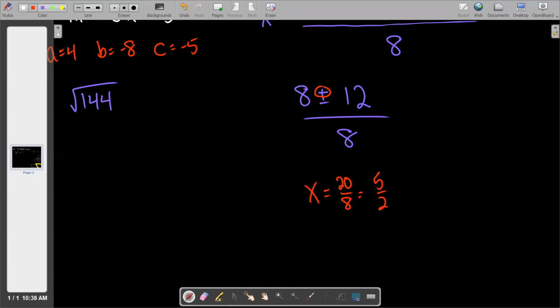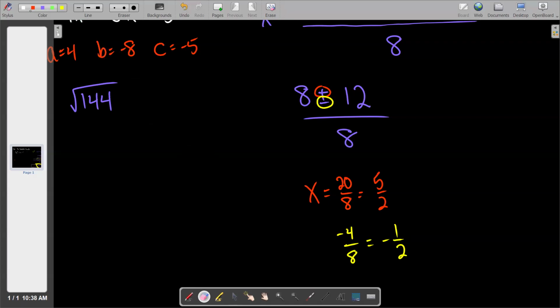Let's take the minus pathway, the yellow one. What is 8 minus 12? It is -4. 8 minus 12 is -4. And if you put -4 over 8 and reduce it, what do you get? -1/2. Now, this part, if this makes sense, then this will be a big victory.